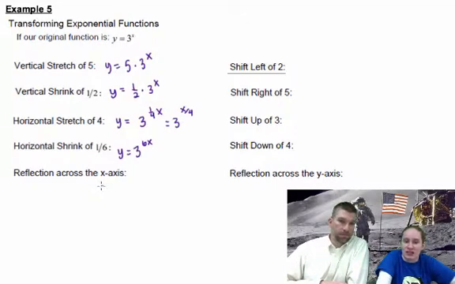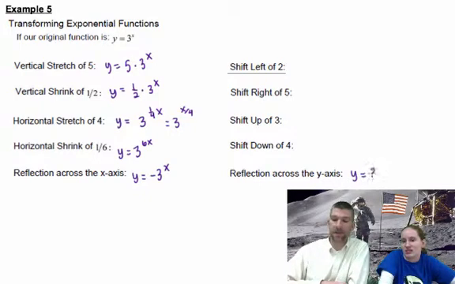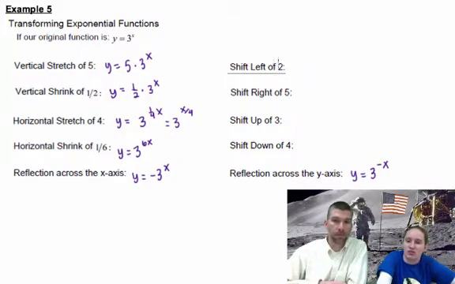Reflection across the x-axis. Negative. Where? Right in front of the 3. Because here's how this works. If we're reflecting across the x-axis, we don't make x negative. When we reflect across the y-axis, we do make the x negative. Correct. Everything you just said is 100% correct. So that's the difference between which axis you're doing. I don't know why this is underlined, but we're going to run with it.